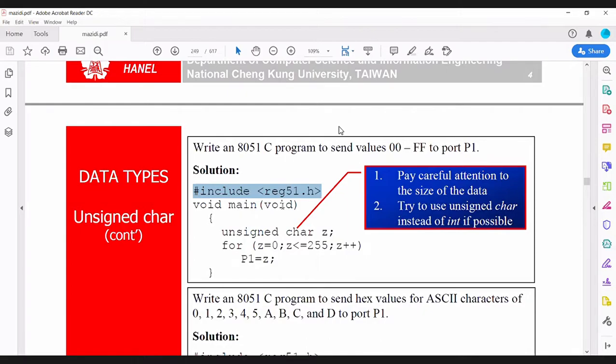the C program for 8051 will not understand what this unsigned char is. C programming will not understand what this P1 is. It is already defined in the library. That's why they are understood. And how this is defined, how that library is defined, is by writing reg51.h.